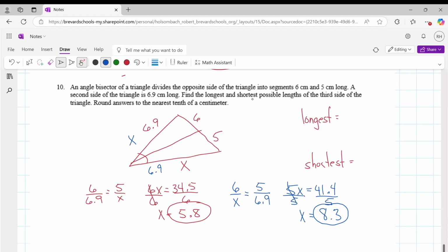So find the longest and shortest possible lengths. We just did. The longest possible length for the third side is 8.3. These are in centimeters. And the shortest length of the third side is 5.8 centimeters.